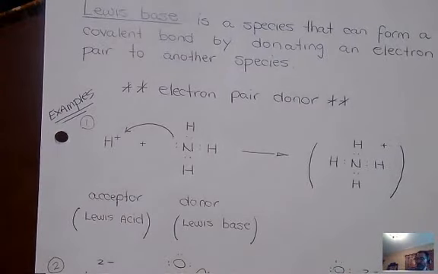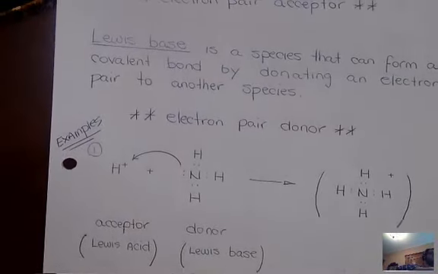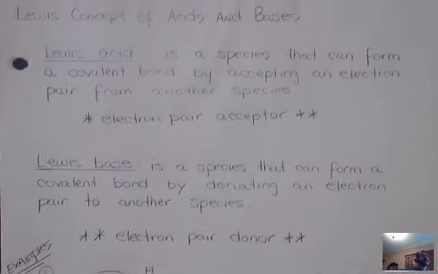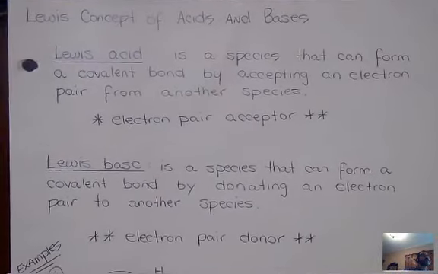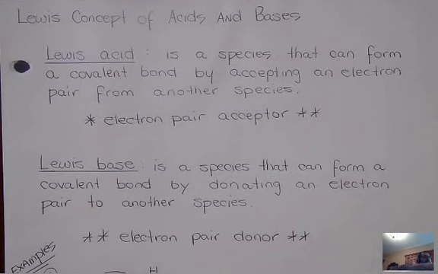Okay, and we kind of alluded to a little bit before because a great example of a Lewis base is the ammonia molecule. So that's the example that we'll use. Okay, so our third definition of acids and bases, we have an Arrhenius acid and base, right? We have Bronsted-Lowry acids and bases. And now we're going to have the Lewis concept of acids and bases. So what is a Lewis acid? A Lewis acid is a species that can form a covalent bond by accepting an electron pair from another species. So it is going to be an electron pair acceptor.